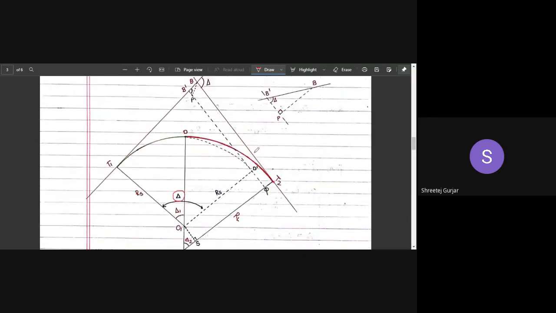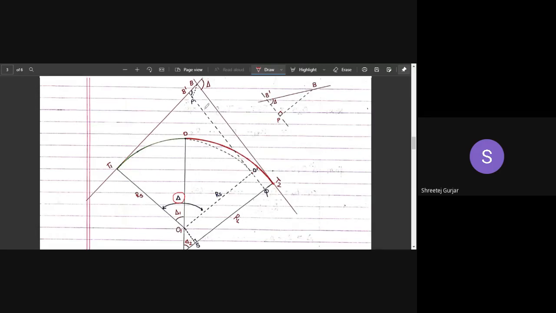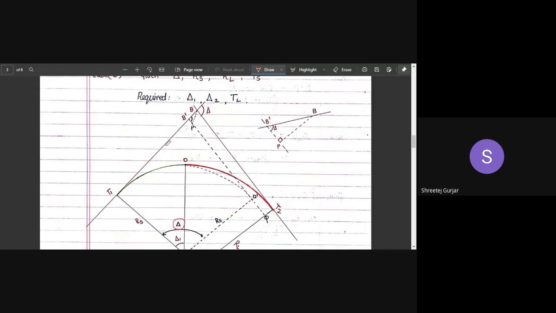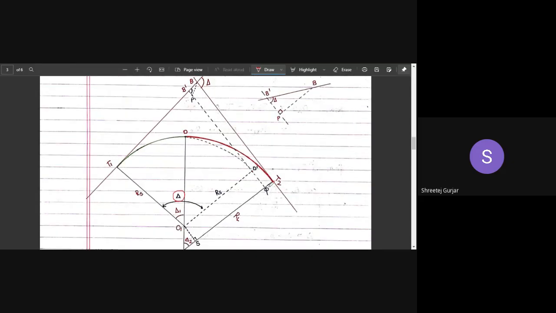Then this particular line you can join. This is nothing but the radius of the short curve, the same RS. Now at this point D dash, on the curve which we have drawn, draw a tangent. I have drawn a tangent, the dotted line you can see. It will meet this particular tangent line at B dash. Similarly, I will extend it over here, and it will meet at Q. This point I have marked as Q.